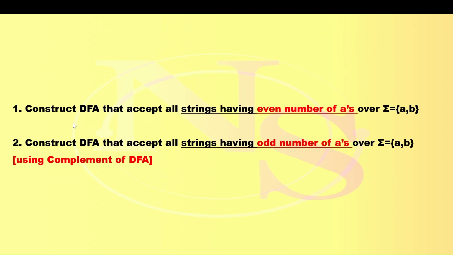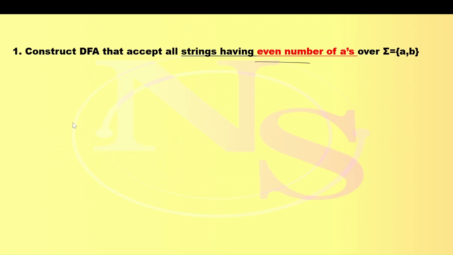Let's continue with a few more examples on designing of DFA. First question: design a DFA that accepts all strings having an even number of a's over sigma {a, b}. Over sigma {a, b} means what? All strings will consist of only two symbols, a and b.